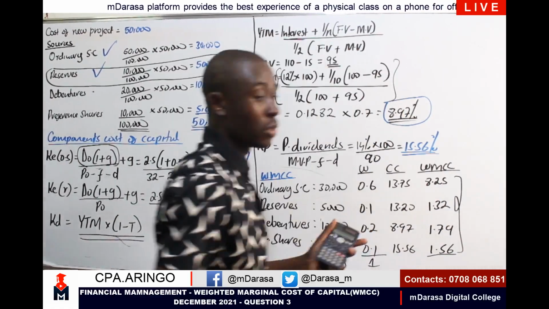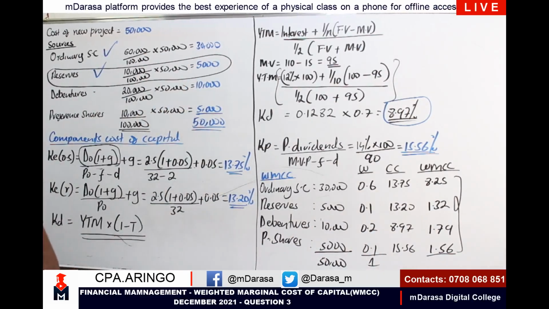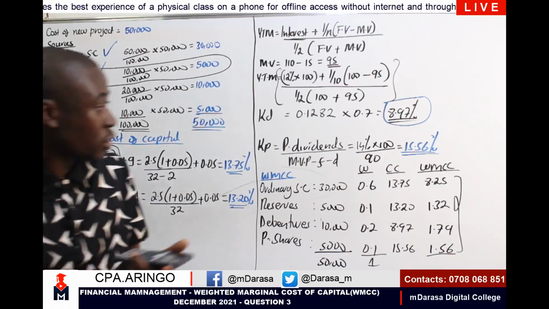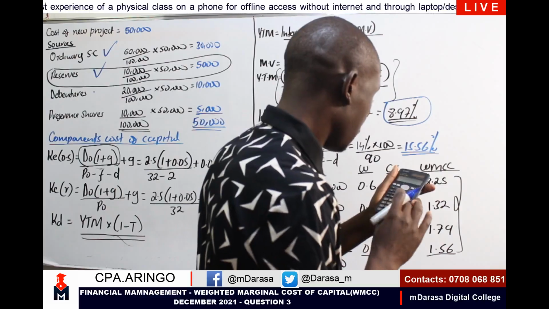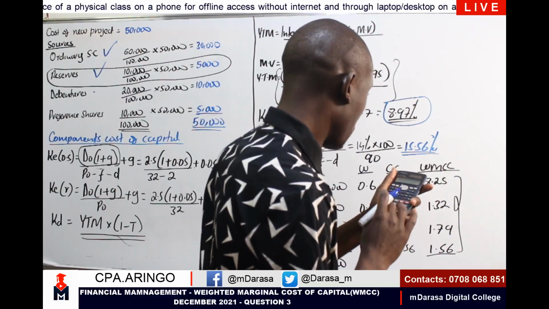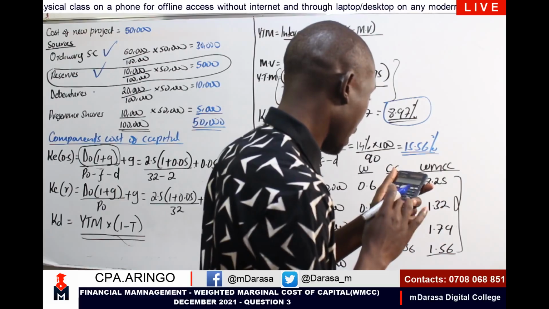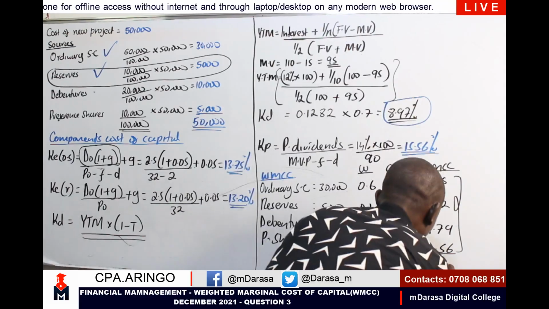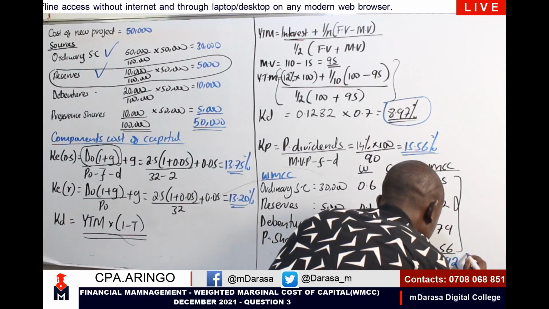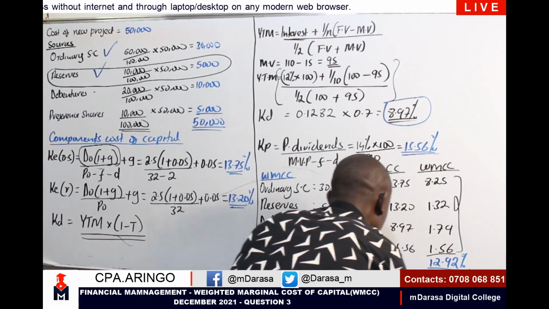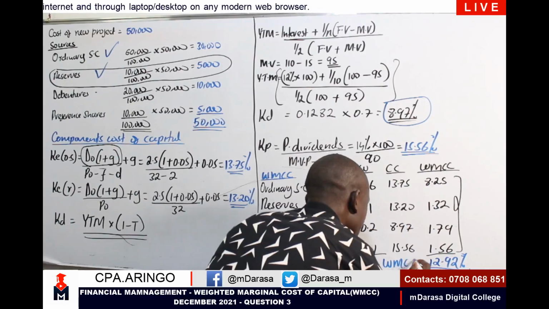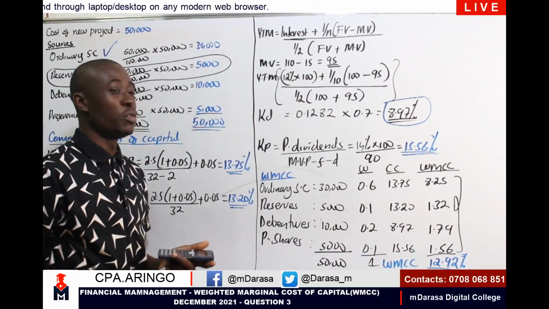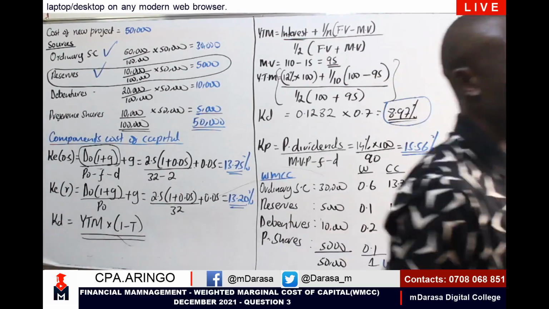So let us sum it up to give us our WMCC, which you'll find is very, very easy. Summing it up, I should be having 8.25 plus 1.32 plus 1.79 plus 1.56. Mwalimu is getting 12.92%. So this will be our WMCC. Just imagine, as simple as that.